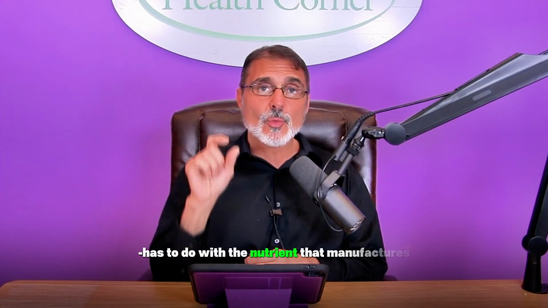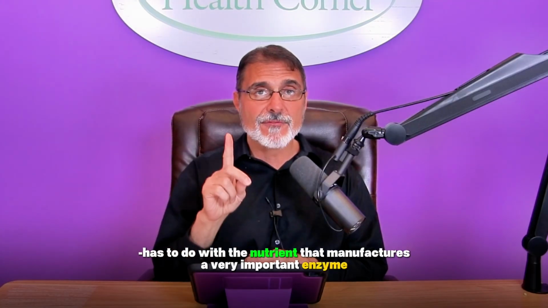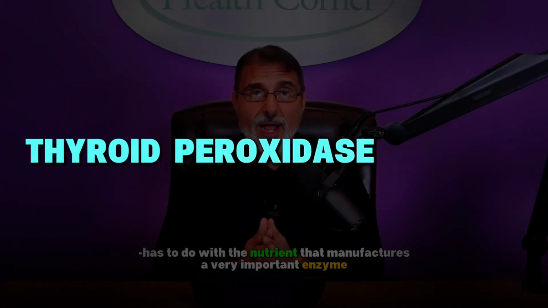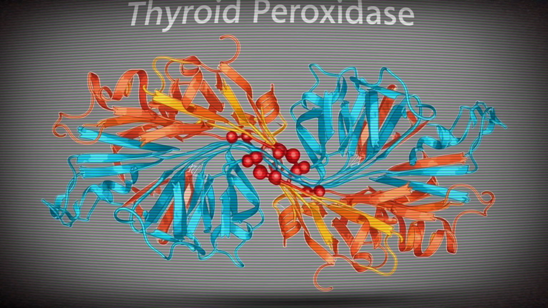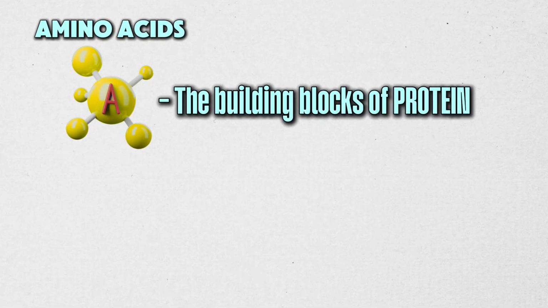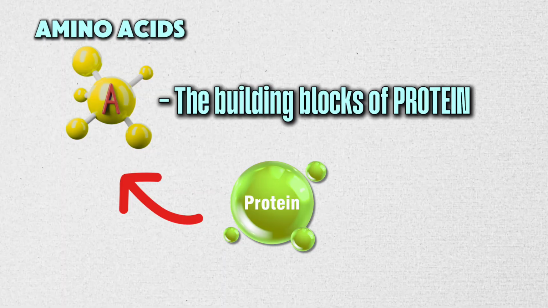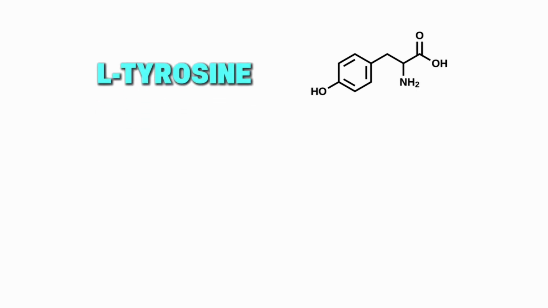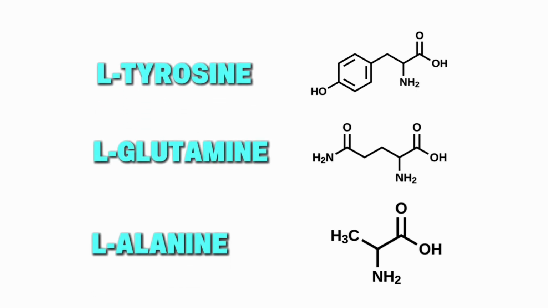But the first deficiency that we're going to talk about that's super common in thyroid cases that really needs to be adjusted and optimized in every thyroid case has to do with the nutrient that manufactures a very important enzyme called thyroid peroxidase enzyme. TPO, thyroid peroxidase enzyme, is the enzyme that takes the amino acid L-tyrosine. Remember, amino acids are the building blocks of protein. Protein is made from amino acids, and we have all different kinds of amino acids. We have L-tyrosine and L-glutamine and L-alanine and all different types of amino acids, right? So thyroid peroxidase takes your iodine and takes your tyrosine and smushes them together to make your thyroid hormone.